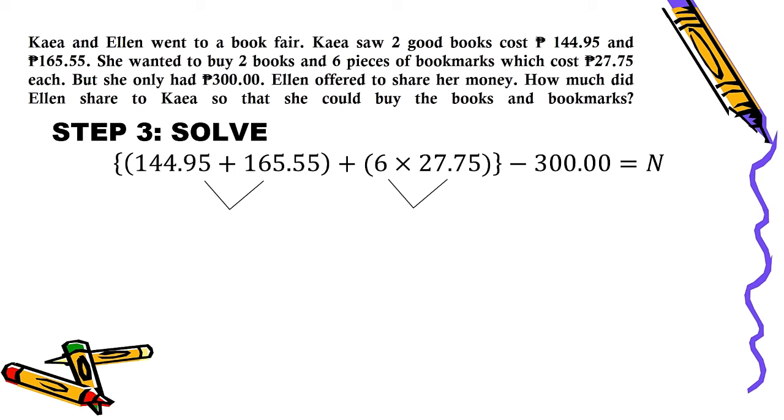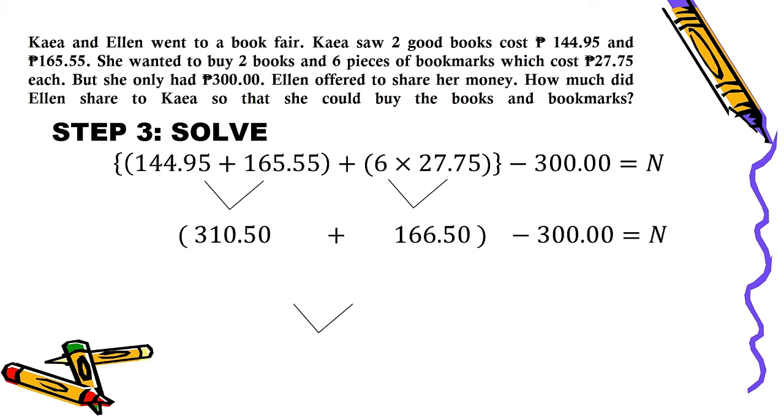While in finding the cost of 6 bookmarks, apply the method in multiplying decimal numbers. That is, after getting the product, count the decimal places. In here, it has 2 decimal places. So, 6 times 27 pesos and 75 centavos is equal to 166 pesos and 50 centavos.